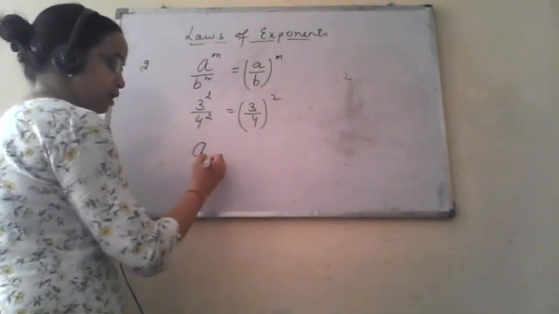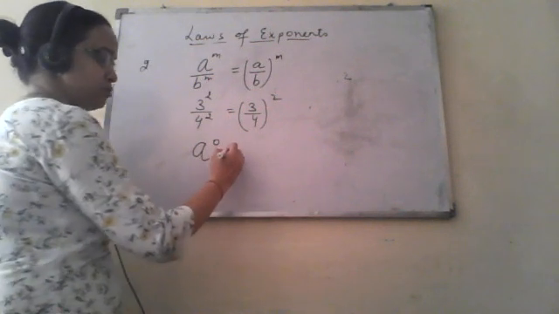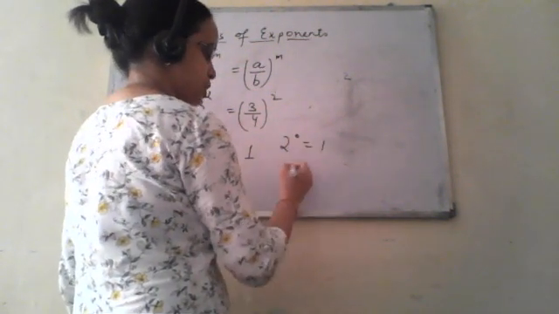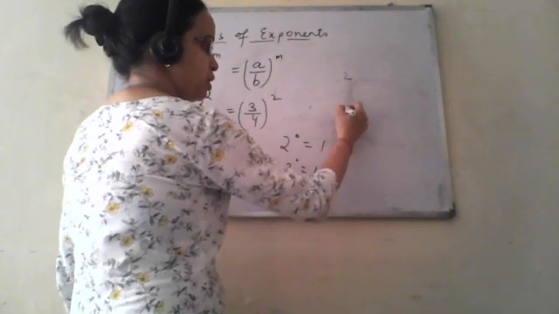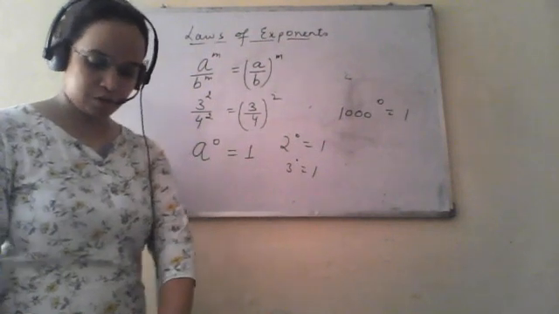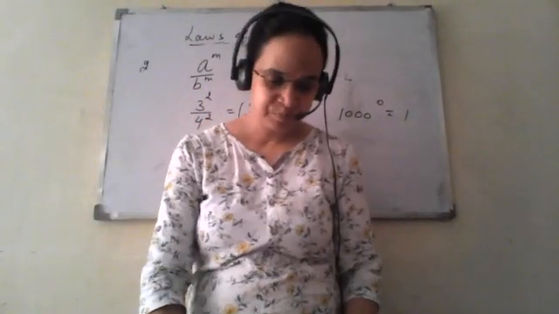If any number has the power 0, its value is always 1. If we write 2 raised to the power 0, it is 1. 3 raised to the power 0, it is 1. 1000 raised to the power 0, it will be 1. So these were the basic laws of exponents.